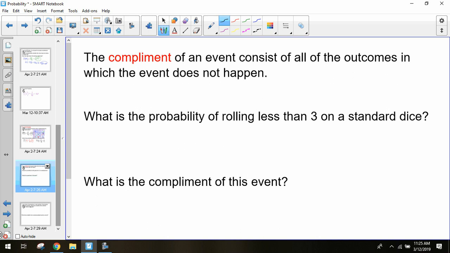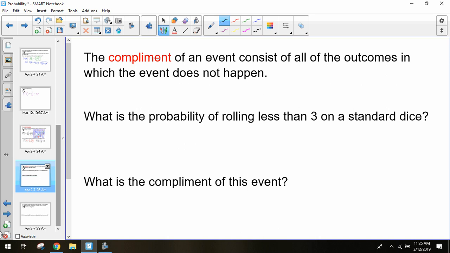So if I'm looking for rolling a 6, the complement of rolling a 6 would be rolling a 1, 2, 3, 4, 5. Anything but a 6. So our complement is always the opposite. It's the probability of rolling something that's not that. Or if you think about probability of rolling a 6, the complement is probability of rolling not 6. You can always just put that not in front of it.